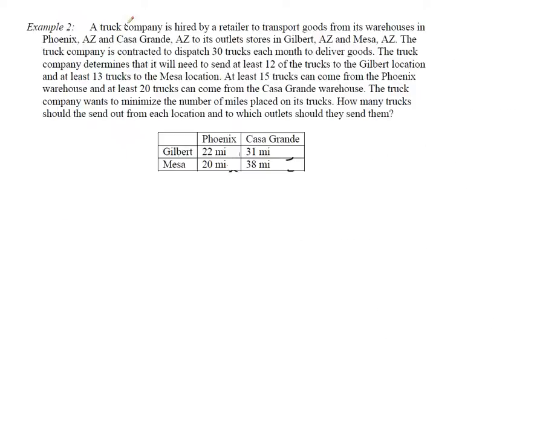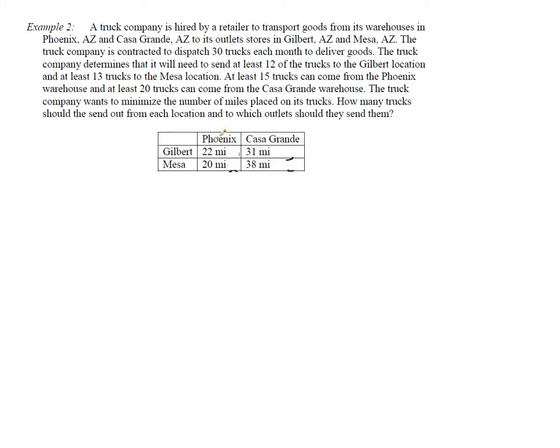Let's take a look at an example. The idea here will just be to write our constraints, and then we'll use technology to help us solve. So we have two different cities from which trucks are being dispatched from, Phoenix and Casa Grande, to outlet stores in Gilbert and Mesa. The truck company is contracted to dispatch 30 trucks each month, and we want to know how many trucks should they send out from each location, and to which outlets should they send them. Well, we know that based on from where they're shipping from, they're either going to go from Phoenix to Gilbert, Phoenix to Mesa, Casa Grande to Gilbert, Casa Grande to Mesa.